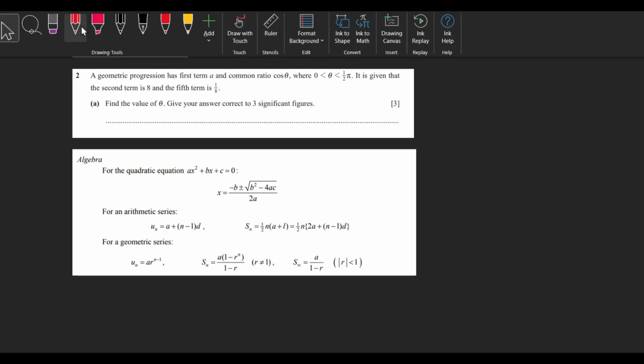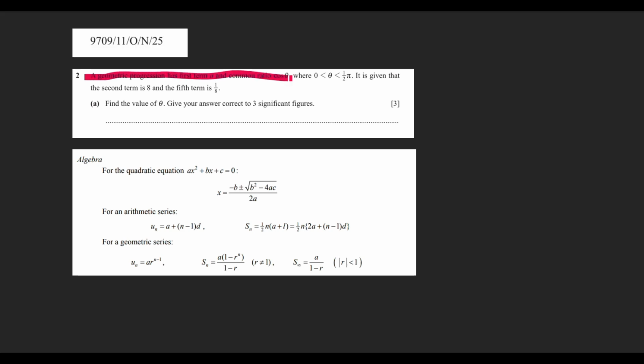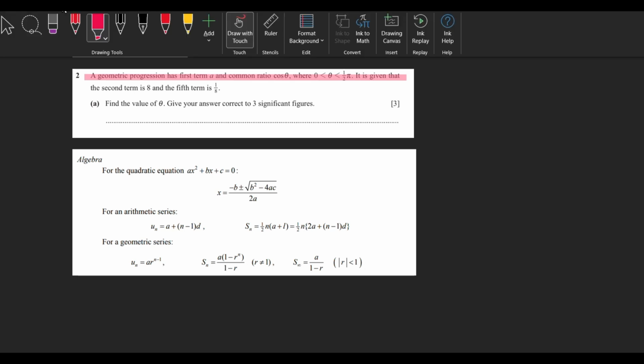Alright guys, let's look at question 2. It's a geometric progression question. These ones are usually straightforward and friendly. So we're still doing October, November, Q1 2025. A geometric progression has first term A and common ratio cosine theta.